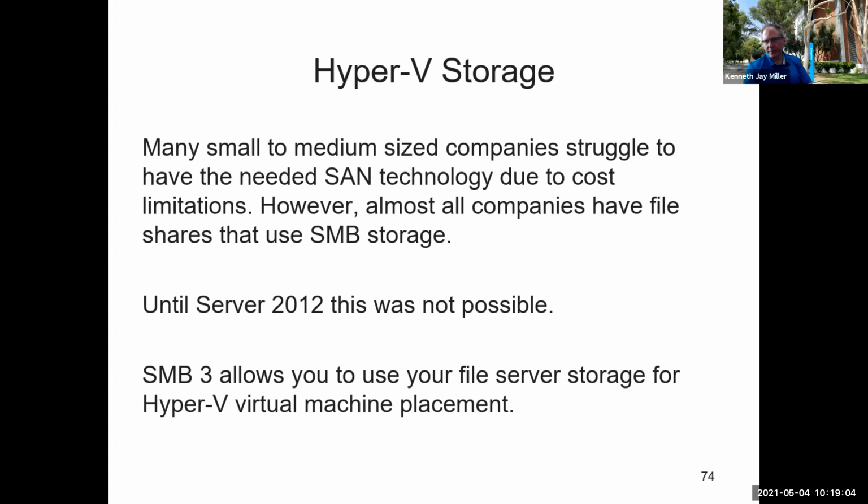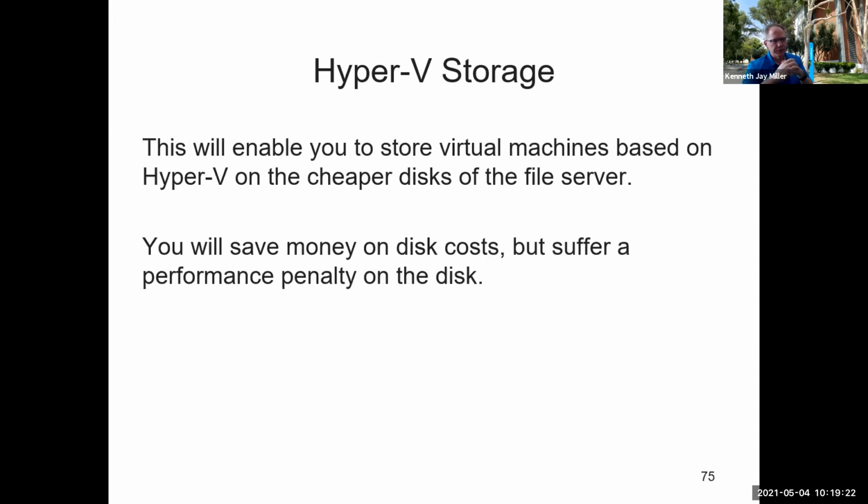So we might not be able to afford a big SAN, but we may be able to build some NAS, right, with our network attached storage, and then we can use Hyper-V to mount that and use that available storage. Now, this will enable you to store virtual machines based on Hyper-V on the cheaper disks of the file server. Cheap is relative because you're going to save money on the cost of the disks, but you're going to pay a price with the performance. So, yes, we can do it, but it's not going to be optimal as far as storage performance.